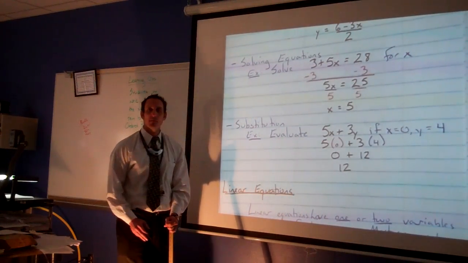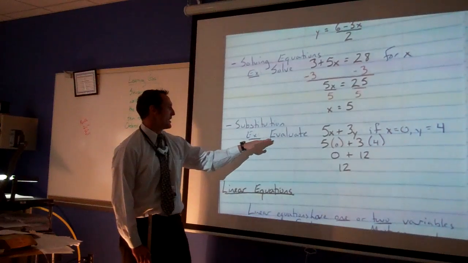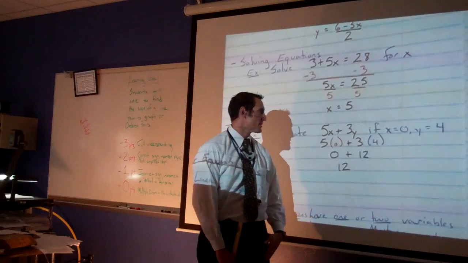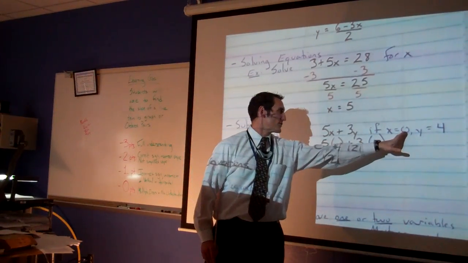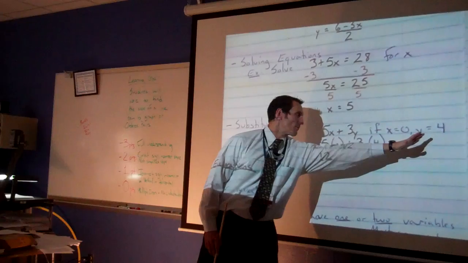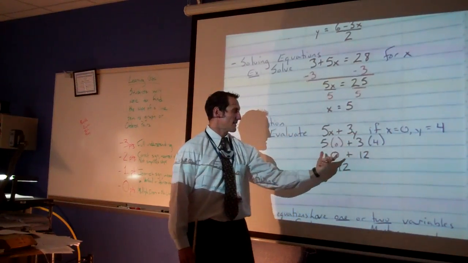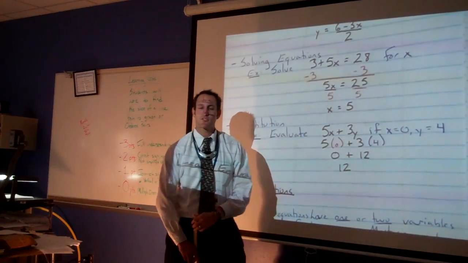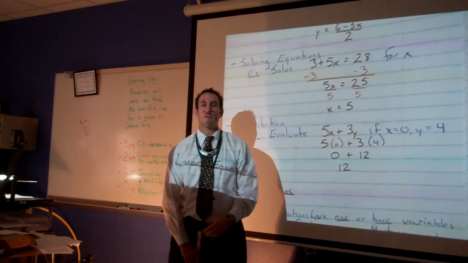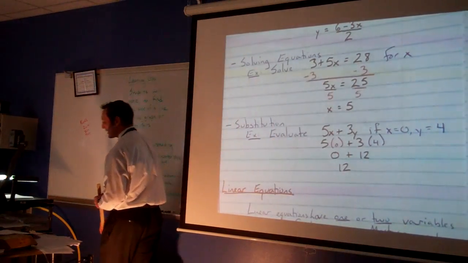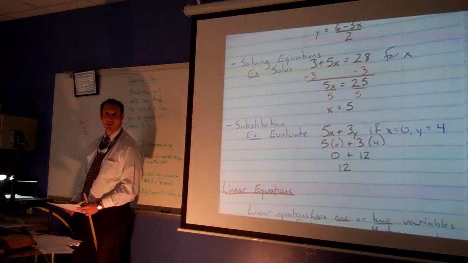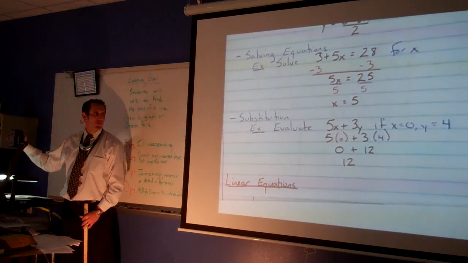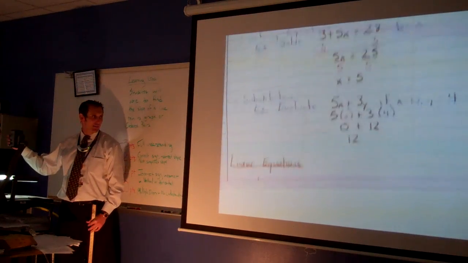And then we also have to remember the property of substitution. If we were to evaluate 5x plus 3y, if x were to equal 0 and y were to equal 4, we would substitute the 0 for x, the 4 for y, and evaluate. 5 times 0 is 0, 3 times 4 is 12, 0 plus 12 is 12. So those are the elements of prior knowledge that we'll need and we'll use in the section for identifying our intercepts.